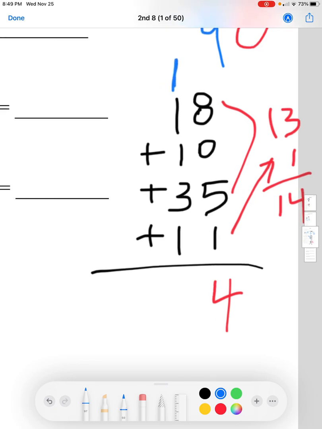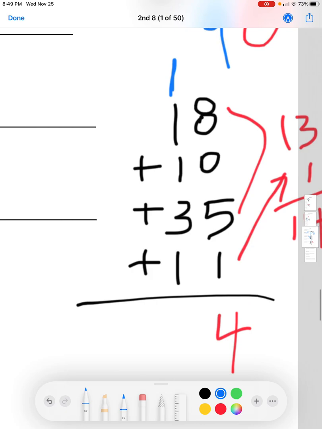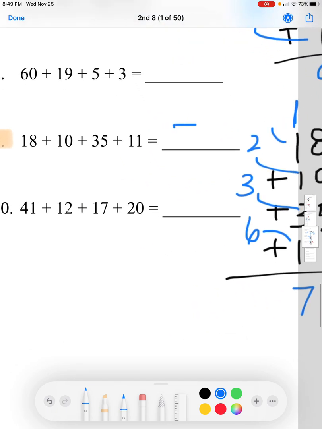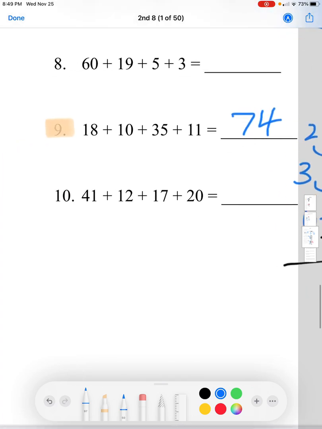And now we'll add the tens place numbers. We have 1 plus 1, which equals 2. 2 plus 1 equals 3. 3 plus 3 equals 6. And 6 plus 1 equals 7. So we get 74. You can also use this first method.